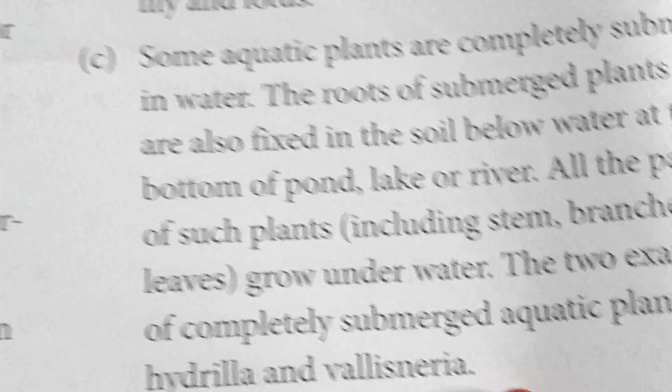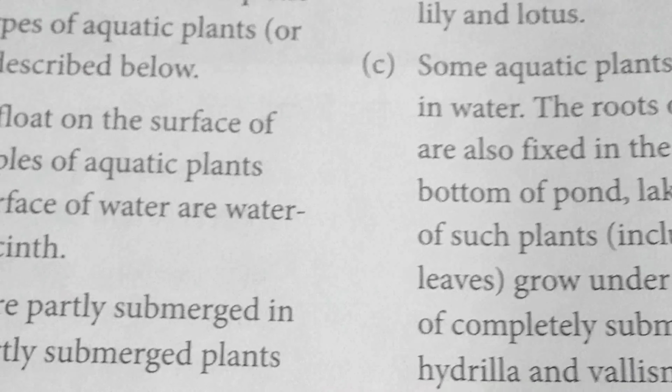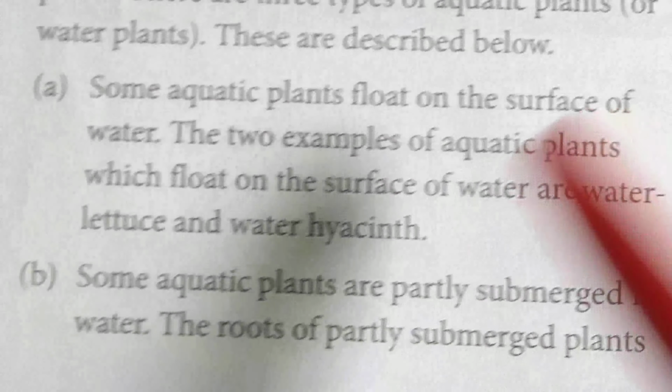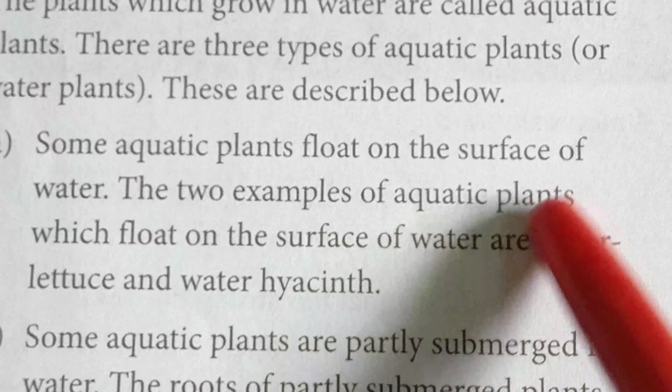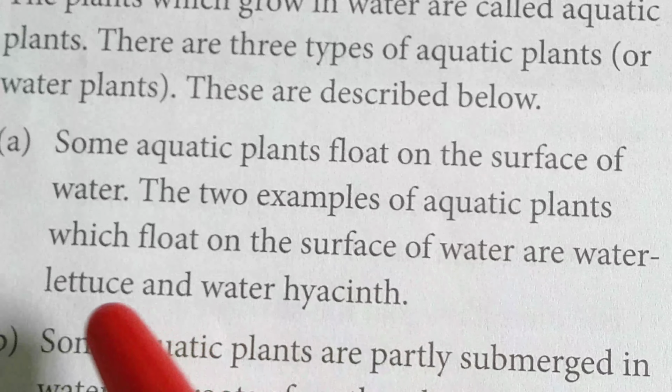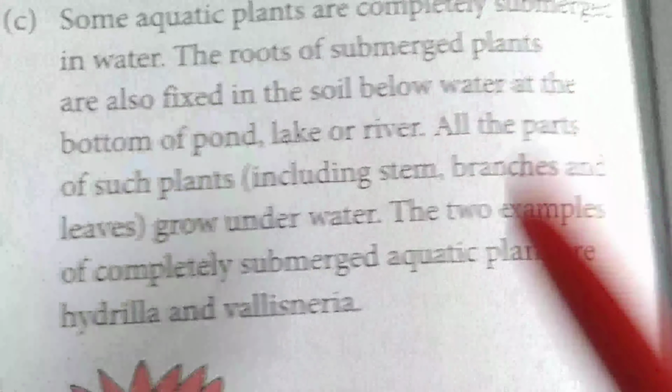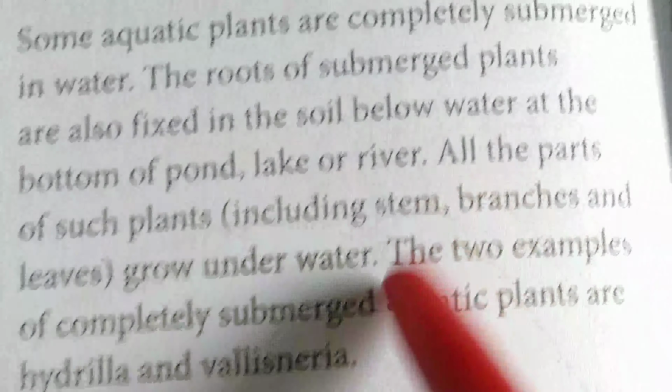So normally, students, you have to learn the examples only. So the floating aquatic plants are lettuce and water hyacinth. Partly submerged, lily and lotus, and totally submerged aquatic plants are hydrilla and Vallisneria.